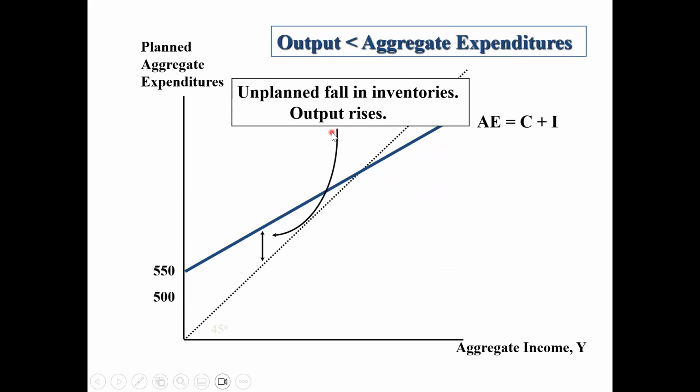We must focus on this part because here the aggregate expenditure is larger than the income, so we have an unplanned fall in inventories that will lead to output rising. Because in this part, we have a negative saving. We have a negative saving in this part. Here we have a positive saving. Here we have an unplanned fall in inventories, which will lead to a rise in output.